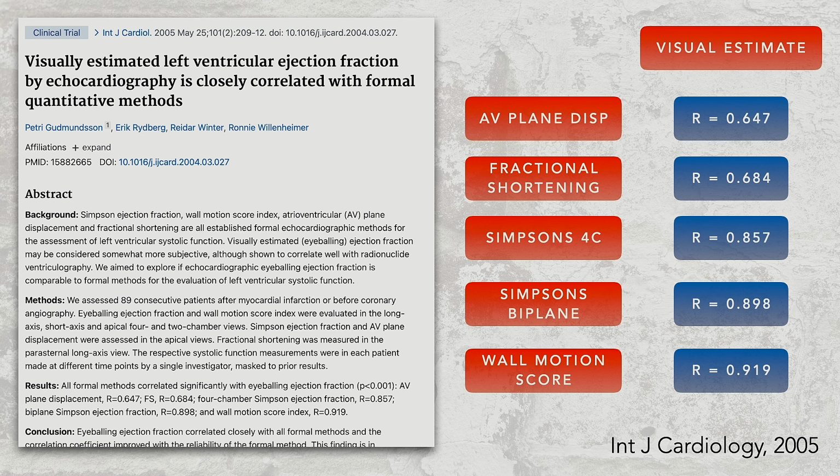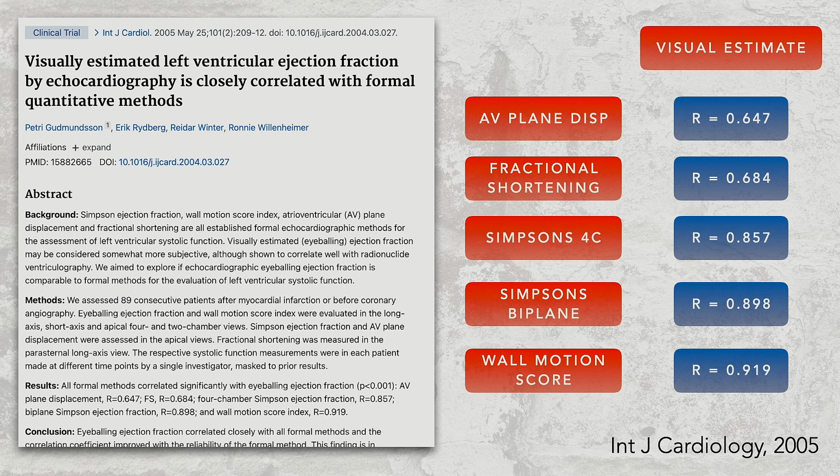This is the International Journal of Cardiology 2005, and they basically showed that the visual estimate technique for ejection fraction by echo correlated with other formal methods of doing it. So if you look on my graphic here on the right-hand side of the screen, the article looked at several different methods of estimating ejection fractions. So AV plane displacement, fractional shortening, the Simpson's 4-chamber, Simpson's biplane, wall motion scores, various different scoring here, and then compared it to a cardiologist assessment, visual estimate, where you just look at it and say, that one looks like it's about 45, that one looks like it's about 25.